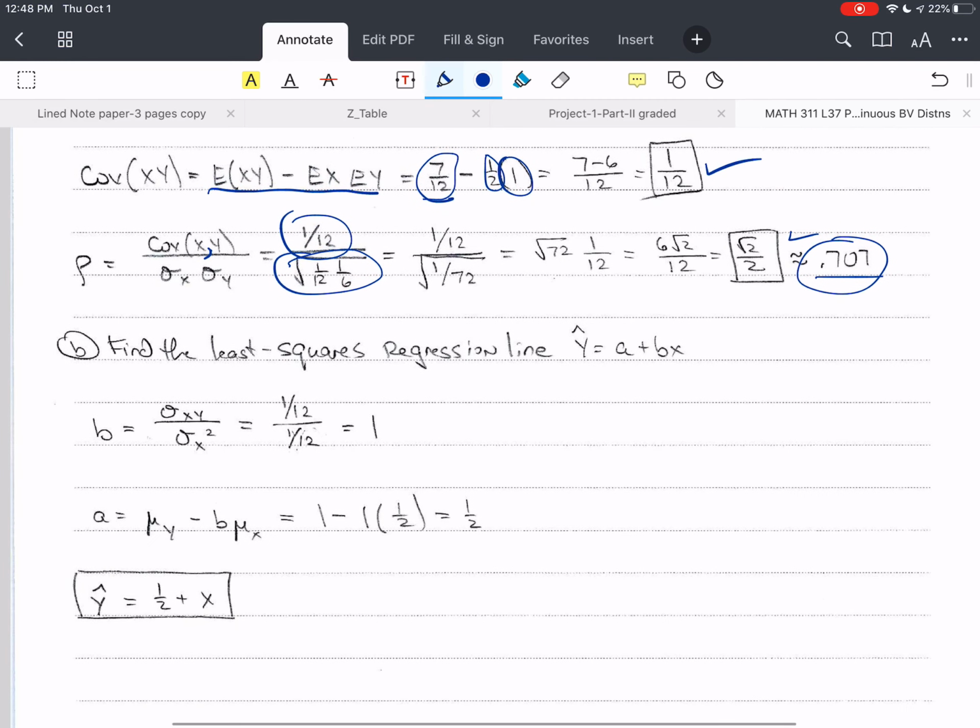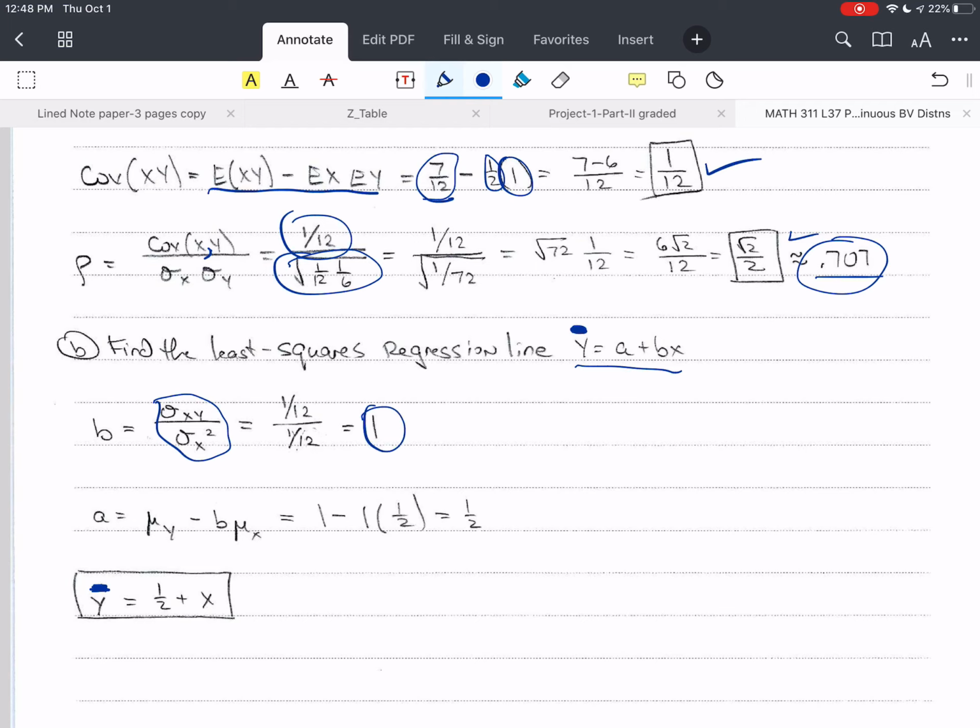Now we want to find the least squares regression line. So I do not need the hat here. I just need y equals a plus bx. We need the hat when we are estimating these values, and we're not estimating them, we're calculating them using the population quantity. So this is the actual line, the population line. Okay, so b is going to be the covariance divided by the variance of x. And so these turn out to be the same value, 1/12. So b is equal to 1 here.